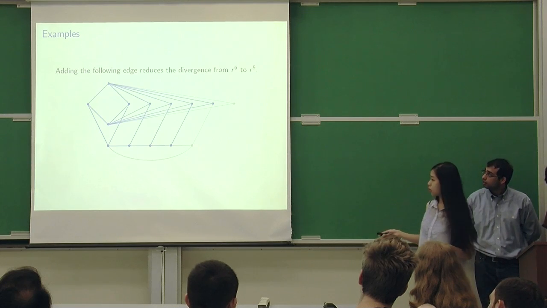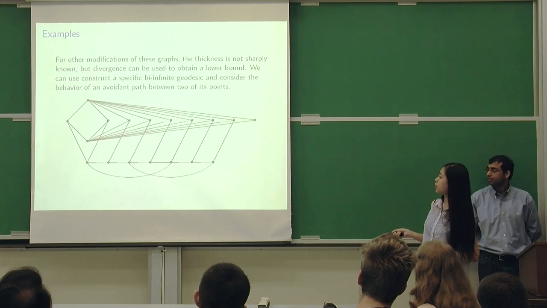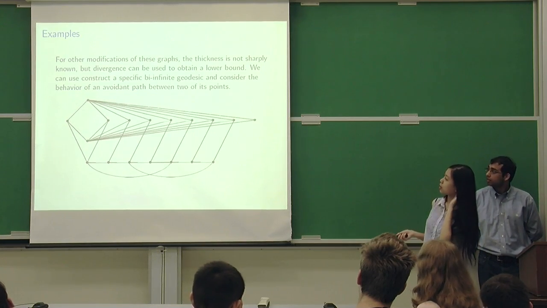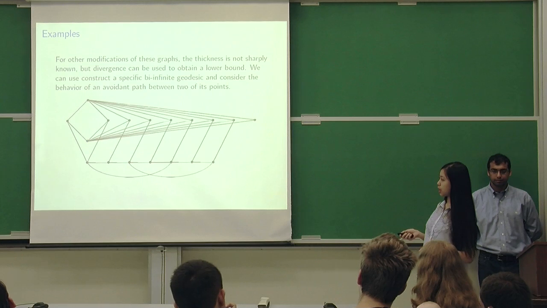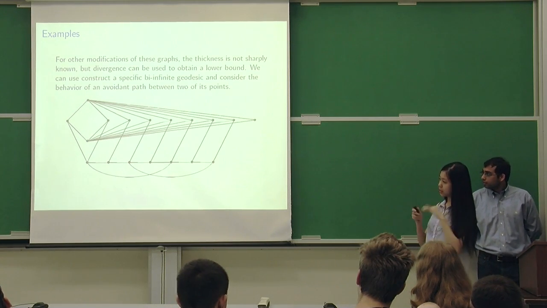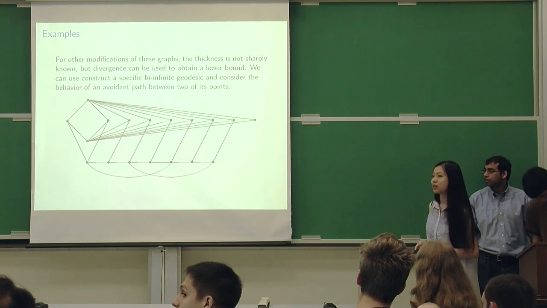So this is another one of the graphs that we were looking at. For this one, we can get an upper bound and a lower bound on thickness, but it's not exact. So we're working on sharpening that and trying to get something a little more precise.